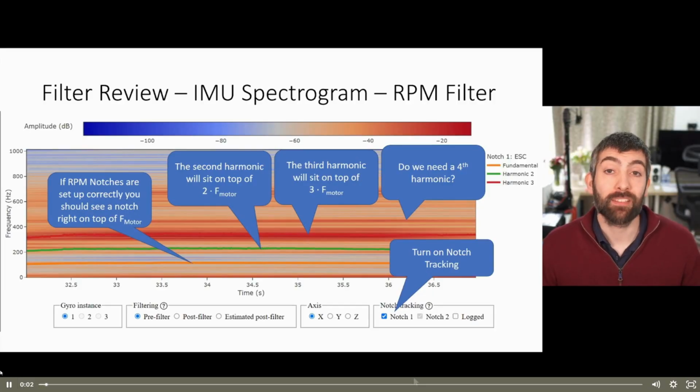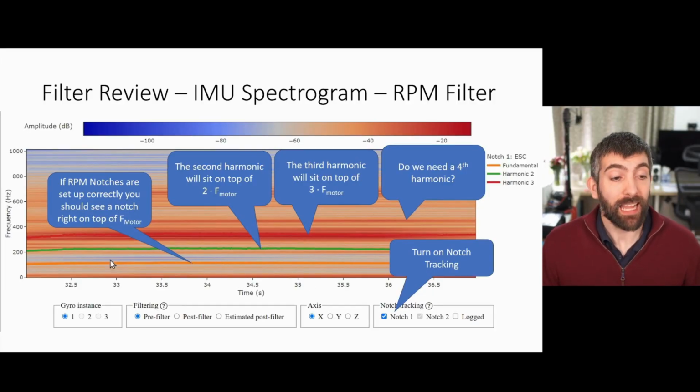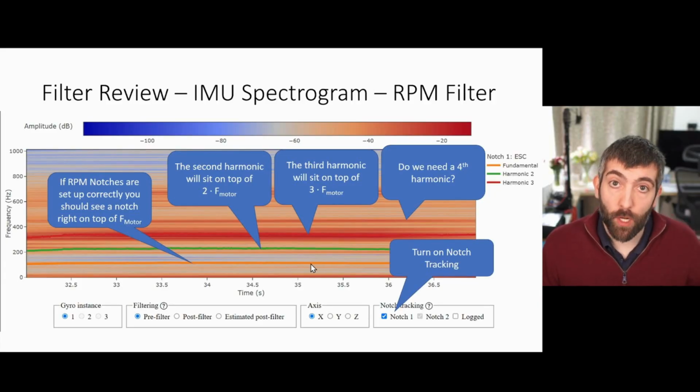Now let's go ahead and turn on notch tracking. Now, if you have RPM notches set up correctly and you've done everything correct in the setup in the early part of this video, you should see these horizontal lines sitting right on top of the red line for the motor RPM. So you can see that we've got a notch tracking directly on top of the fundamental RPM frequency.